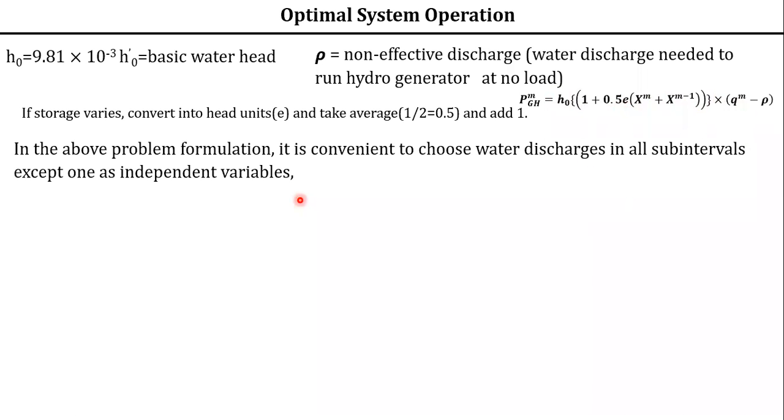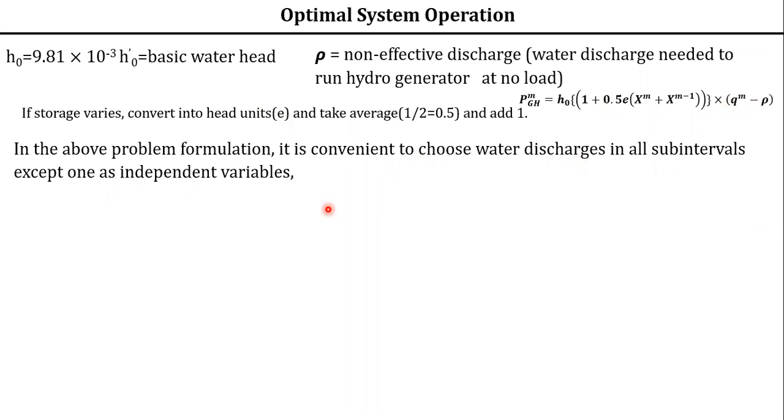So what are we having? Power balance equation we are having, water continuity equation we are having. This is the fourth equation, that is power generation by hydropower plants during any sub interval is given by this one, average head multiplied with your discharge rate. In the above problem formulation, it is convenient to choose water discharge in all sub intervals except one as independent variables. Please try to understand this statement.